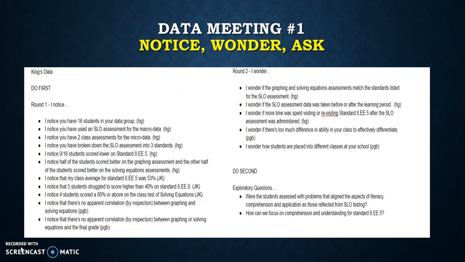Data meeting number 1. Each group member was asked to bring their own set of data. The group examined each set of data, then created notice and wonder statements from the data. Those statements led to our creation of our exploratory questions. The group concluded to use my data for the future data meetings in the data action model.